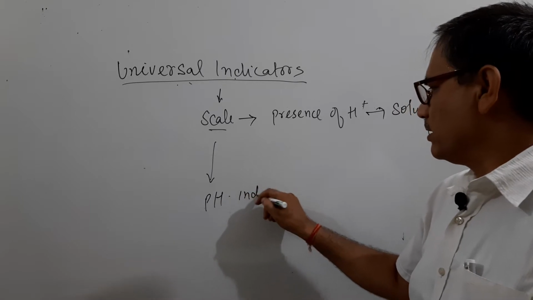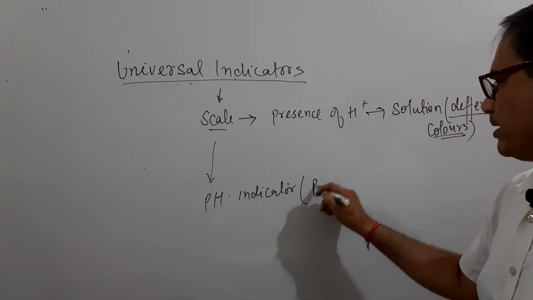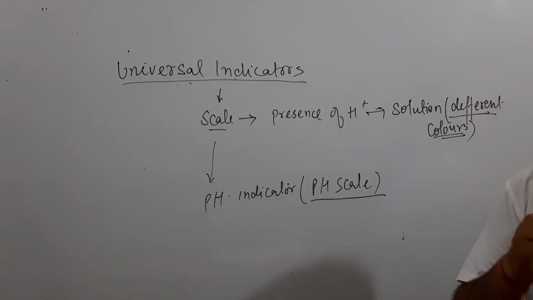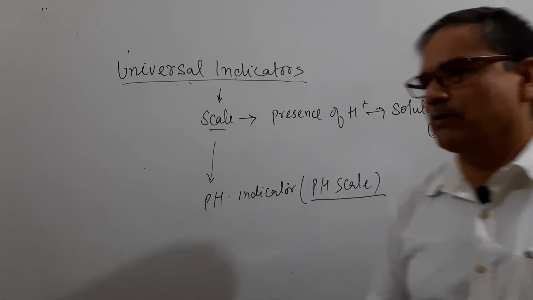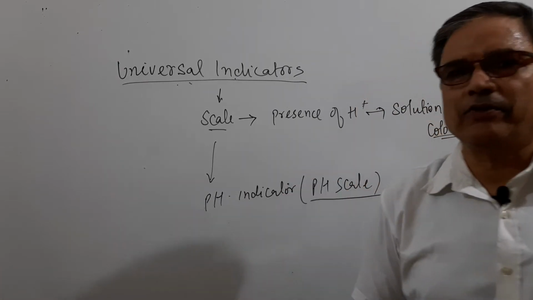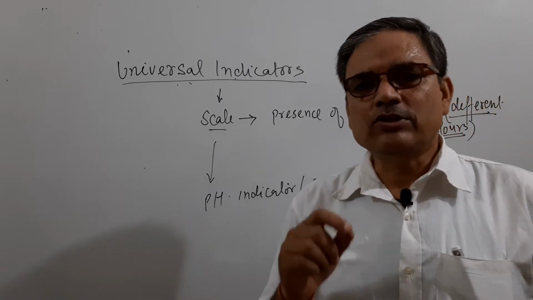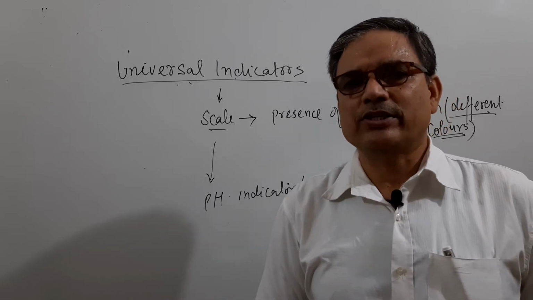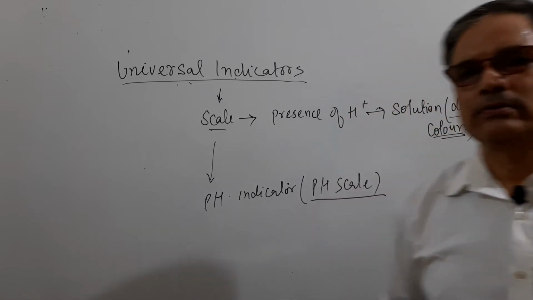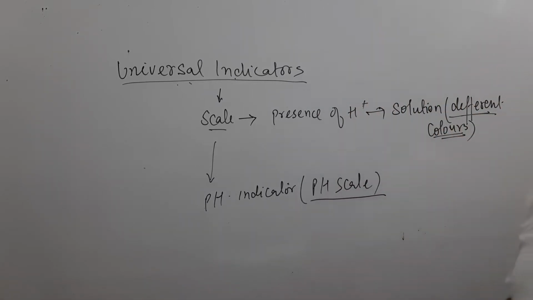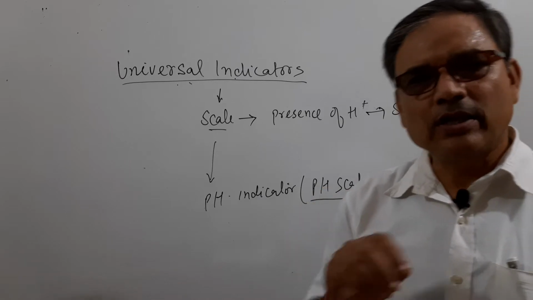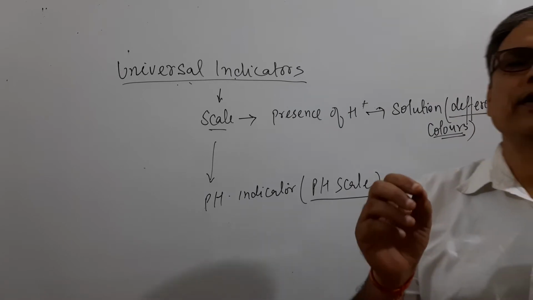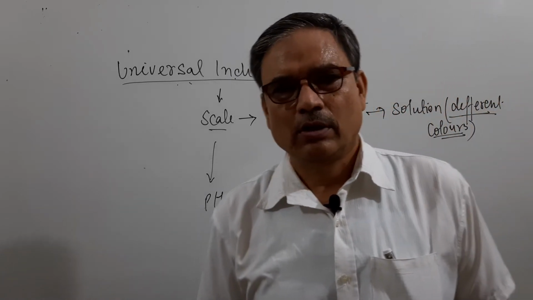pH indicator means pH scale. This is the pH scale. With a given pH number, one can identify whether the given solution is acid, base or neutral. And with the help of this pH number, we can identify the color of the given solution. If the color is given, then easily we can identify whether it is acid, base or salt, and with that color we can identify the pH number of that solution.